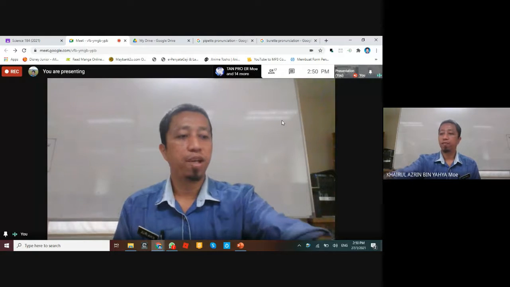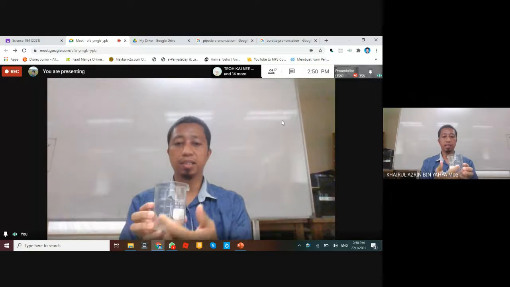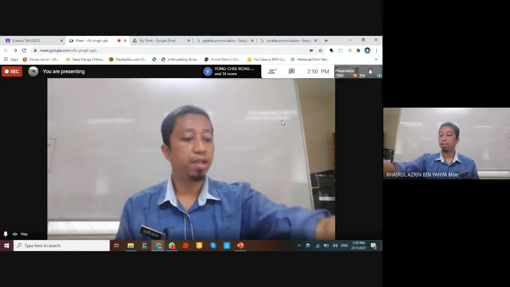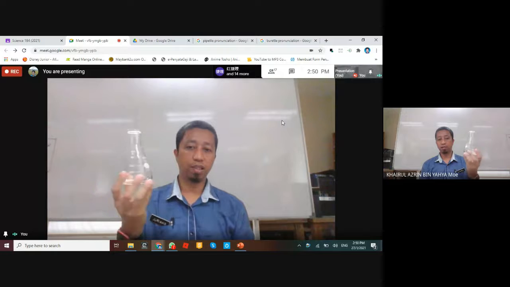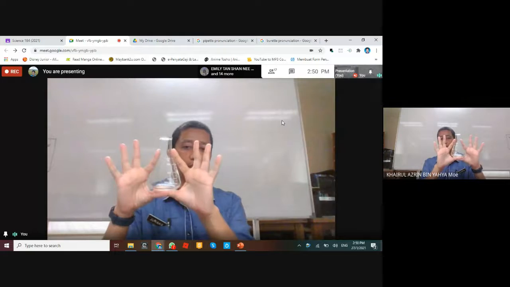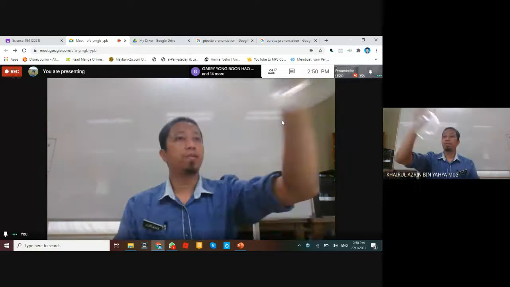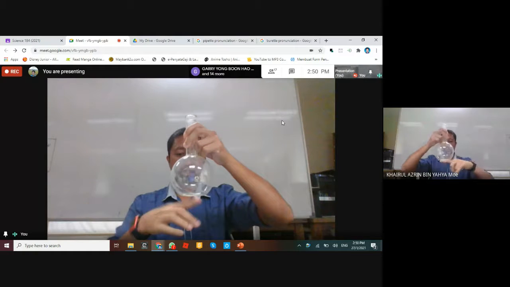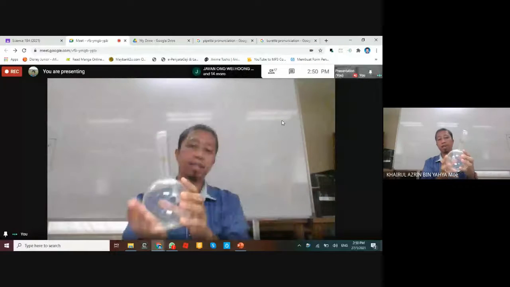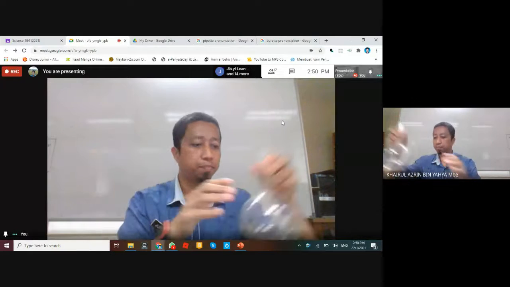Next, we have a beaker. This is a beaker, with scales here. And then we have this one, a conical flask. A conical flask is like a cone shape here. This is a cone. And then we have this one, flat, the name is flat bottom flask. This one, flat bottom flask.